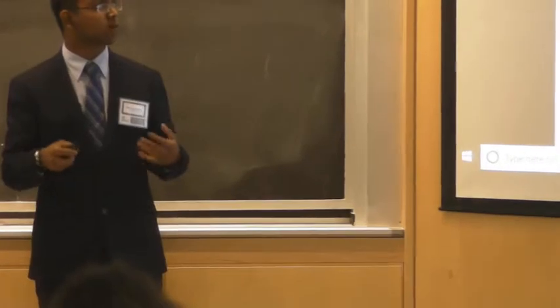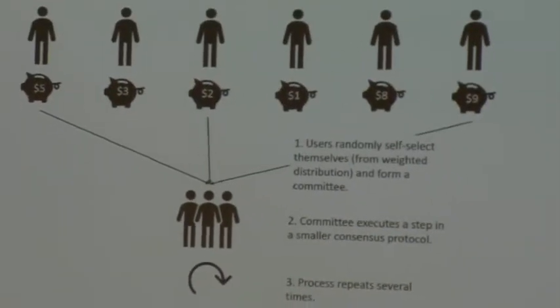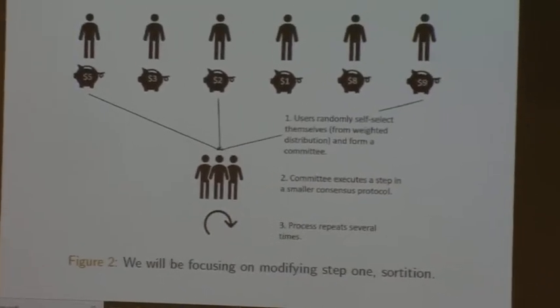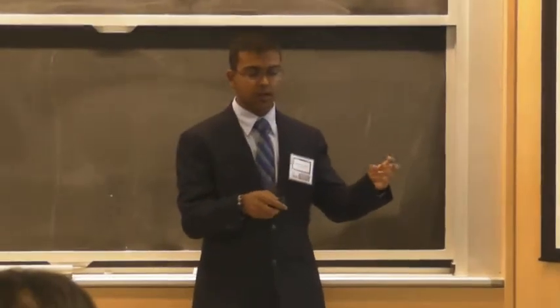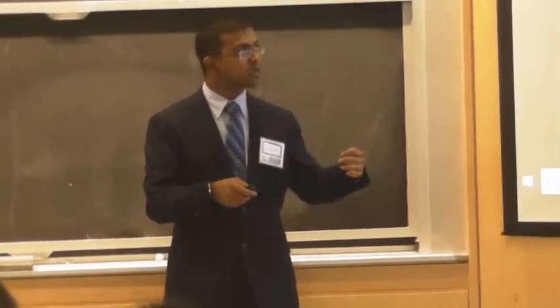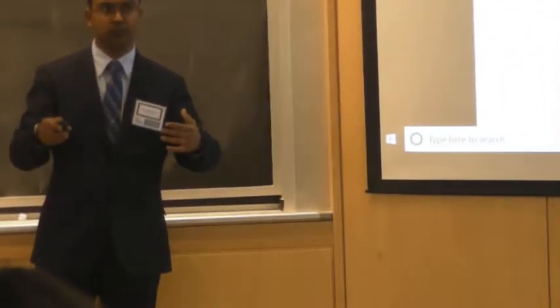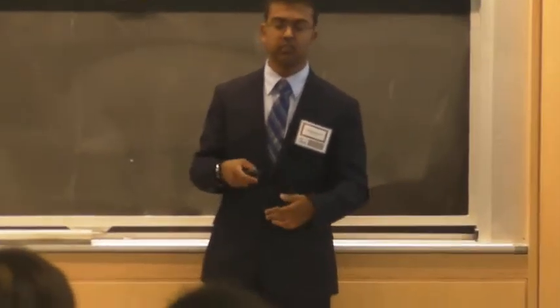So how does Algorand work? Algorand consensus works in 3 main steps. The first step is called sortition, and we're going to be focusing on modifying the first step. In the first step, users randomly self-select themselves to be part of the committee. The probability that a user is selected to be on the committee is proportional to the amount of money that they have, and this is why Algorand is proof of stake. Also, as part of the first step, users have to generate a proof that they were self-selected properly. Otherwise, everyone could just self-select themselves and you would have a disaster.